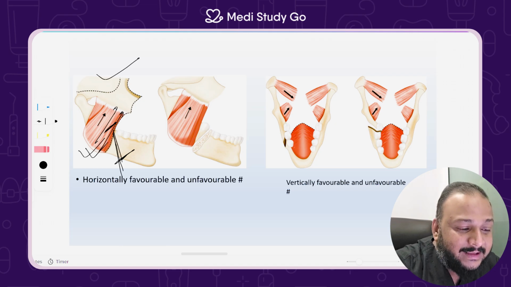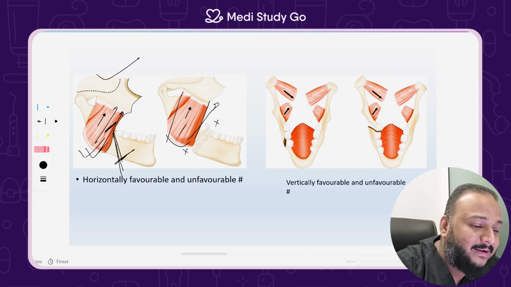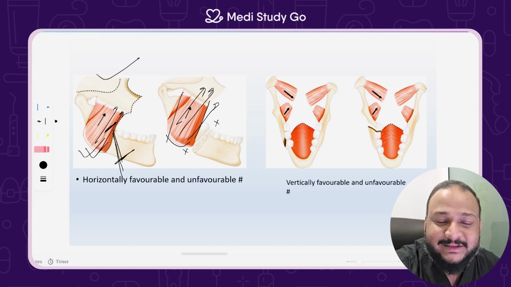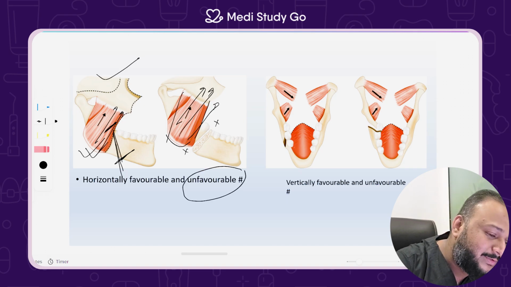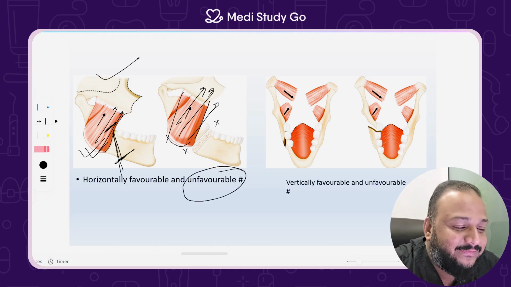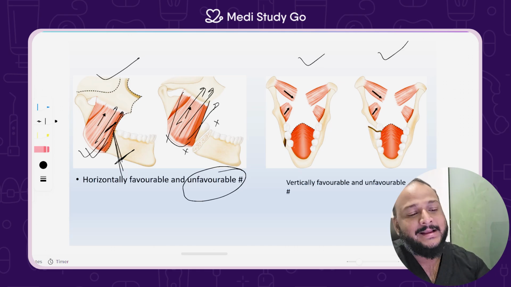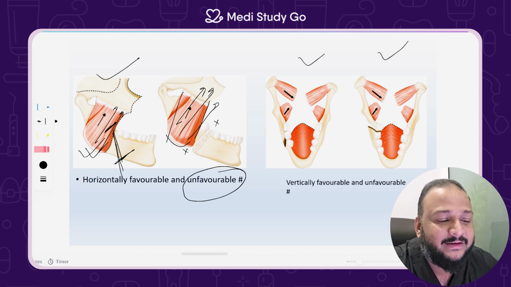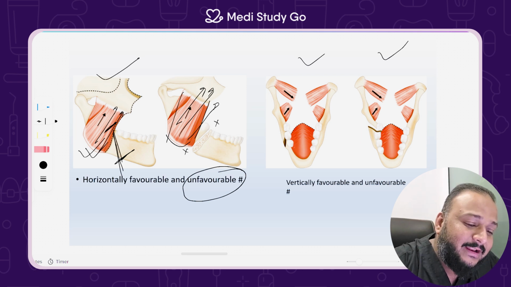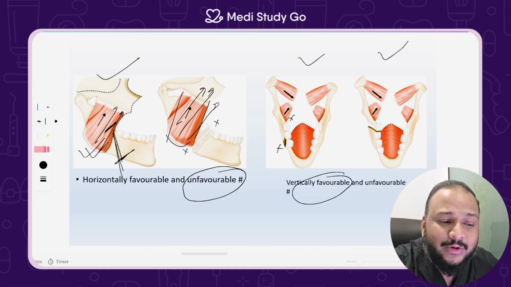And over here, if you see, the fracture line goes antero-superiorly to postero-inferiorly. The pull of the muscle will enable the movements of the mandible, and that is why it is called a fracture which looks unfavorable from the horizontal end, and that is why it's called a horizontally unfavorable fracture. Similarly, if you see this diagram from the vertical end, this shows the mandible from a vertical end, and if you see the fracture line over here, the vertically favorable fracture line, it is traversing postero-lingually to antero-buccally.